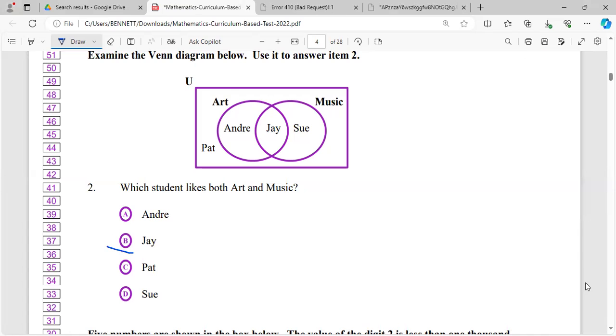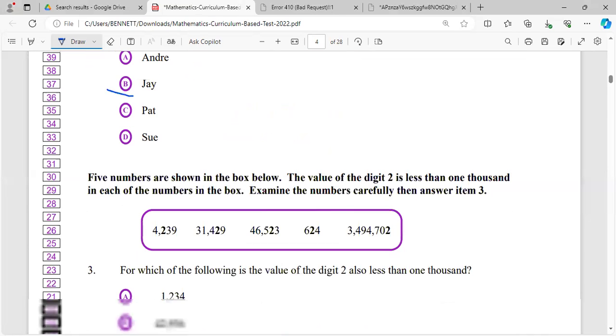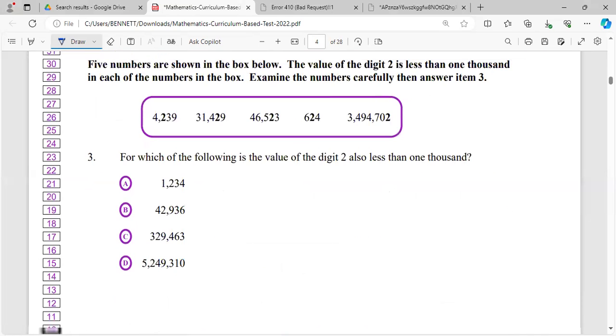And you notice, guys, with the other paper, we did Venn diagram, we did the number theory, so we know what is coming. So we just have to be consistent. Who wants to do number 3? Me, sir. Alright, go ahead. For which of the following is the value of the 2-digit also less than 1,000?